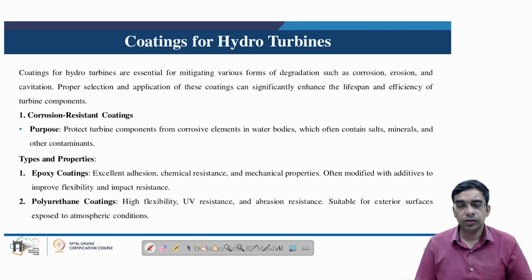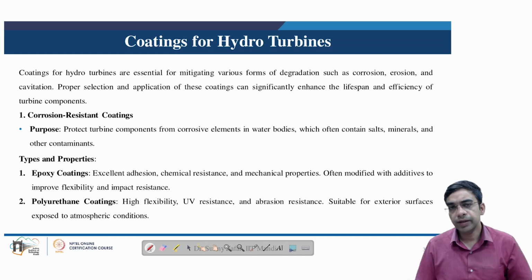Coatings in hydroturbine are very essential to mitigate the effects of degradation from corrosion, erosion and cavitation. So proper selection of the coating is much needed to enhance the lifespan and efficiency of the turbine components. Corrosion resistant coatings, their purpose is to mainly protect the turbine components from corrosive elements in water bodies.